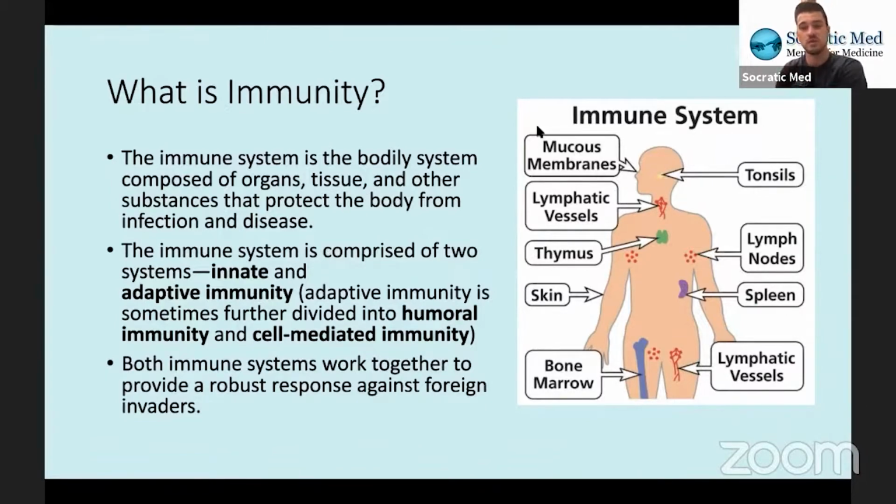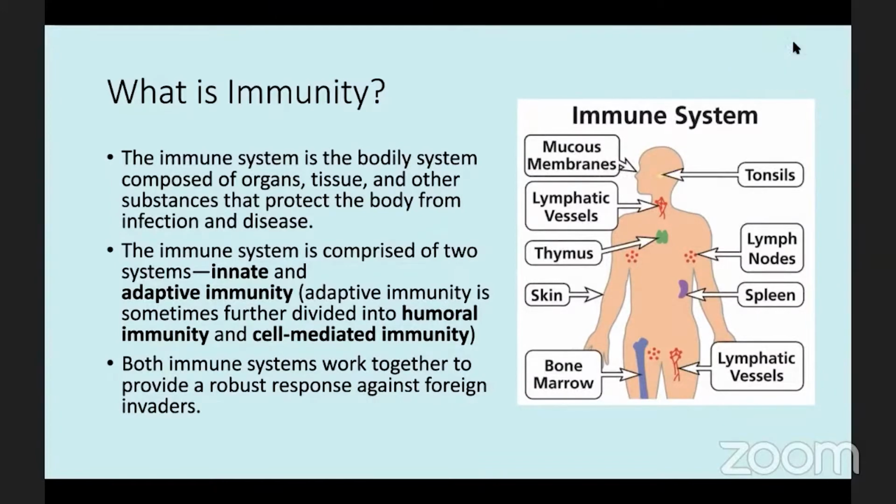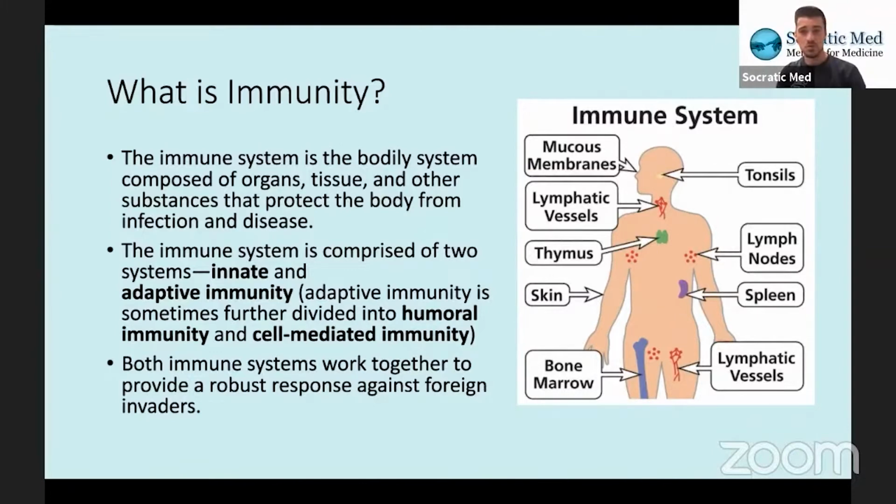Don't get too stressed out over which division is used in which specific resource. Just as long as you understand specifically the components of each, like you understand what the cells are doing, you understand specifically what each job is, you don't really have to worry too much about, oh, is it adaptive? Is it humoral? Is it cell-mediated? So usually when I teach it, or when I learned it, I just learned that it was split into innate and adaptive. So that's probably how I'm going to frame the lecture, just within those two subsets of the immune system.